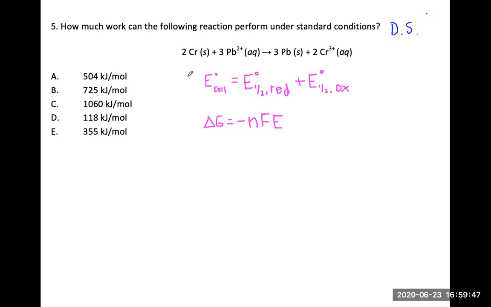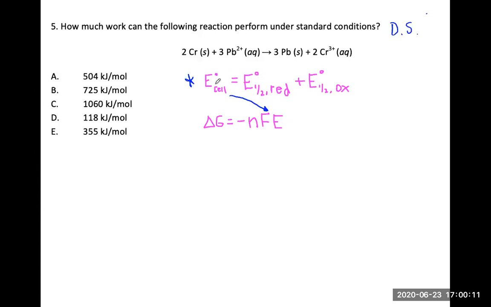What we're going to have to do is start by determining what our standard cell potential is going to be using this equation here. We're going to figure out what our half cell potentials are. And then once we know what our standard cell potential is, we can plug this in to our delta G equals NFE equation.